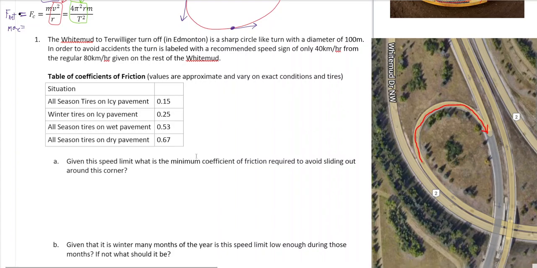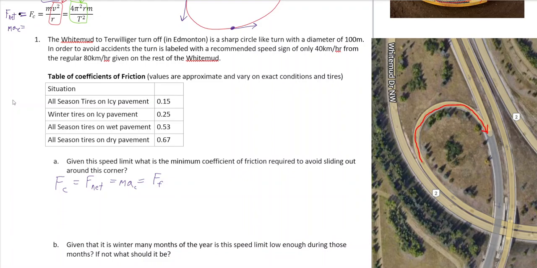Okay, so given this speed limit, what is the minimum coefficient of friction required to avoid sliding out around this corner? Minimum coefficient of friction required to avoid sliding out. Well, we have to remember that we need an F net that is our F_C. Our F net has to be m a_c, but also our F net has to be the force of friction. That's the only force that's going to bring you back in towards the center of the circle, the friction of the tires on the road.